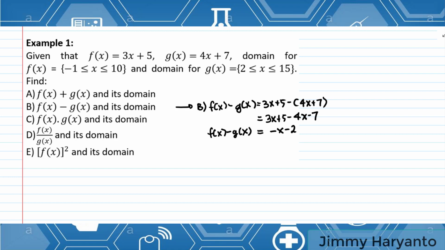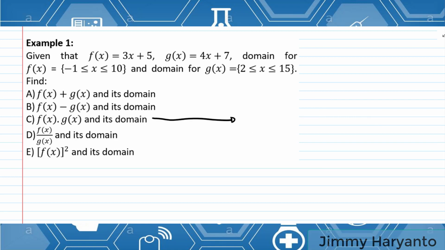And then for the domain, because the domain is the intersection between the domain of f and the domain of g, the answer will be the same as before. For fx minus gx, the domain will be from 2 to 10. There you go for number B. Next is C.